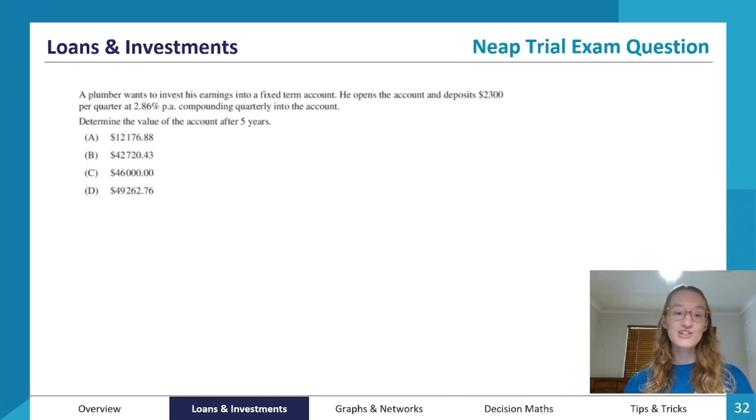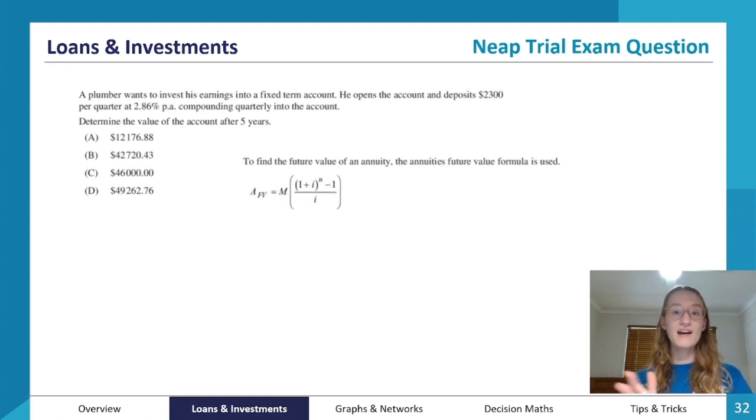Another trial exam question. A plumber wants to invest his earnings into a fixed term account. He opens the account and deposits $2,300 per quarter, at 2.86% per annum, compounding quarterly. How much will be in the account after 5 years? This sounds like a perfect scenario for the future value of the annuities formula. This is almost exactly what we did before.